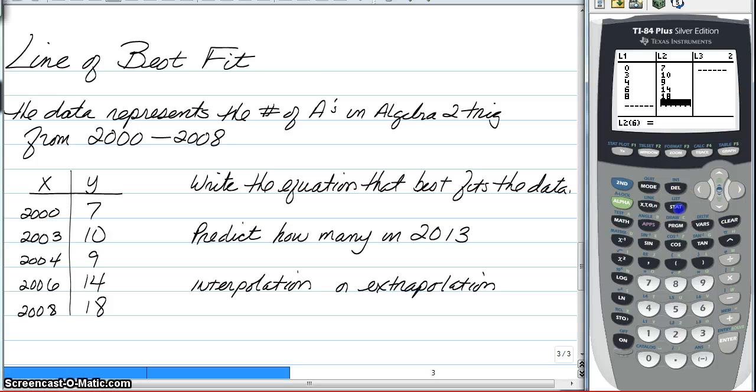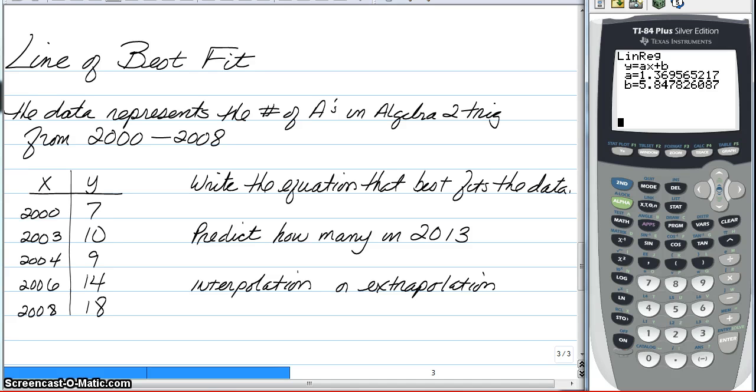To do that, you press Stat again, but now you're going to slide over to the Calc menu, and number 4 is LinReg, which stands for linear regression. You press number 4. And then you just have to press Enter, and it'll give you an A and a B, and A is your slope and B is your y-intercept.